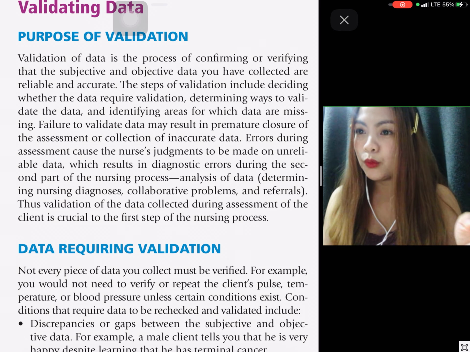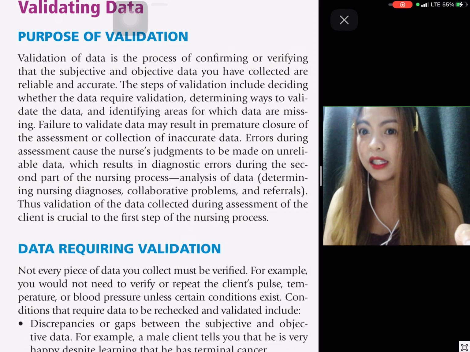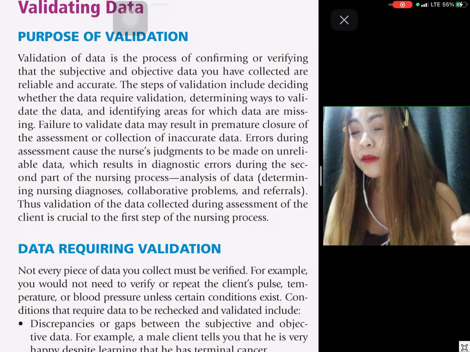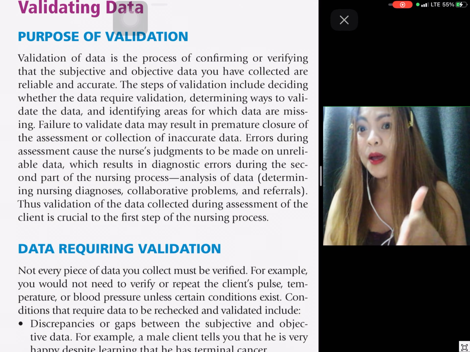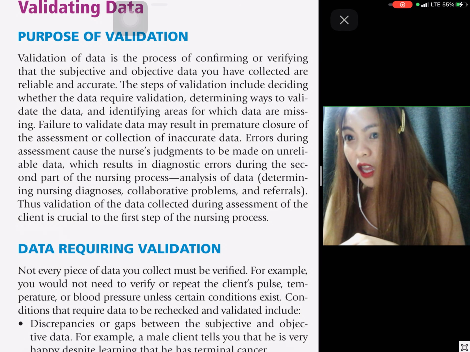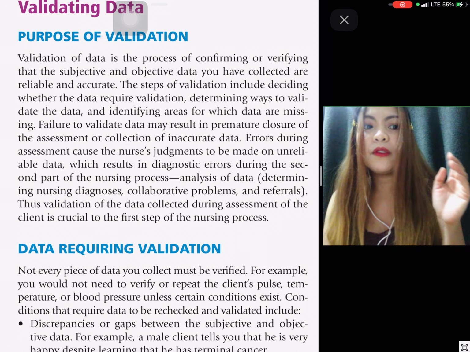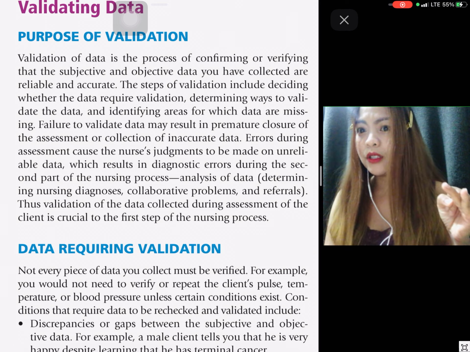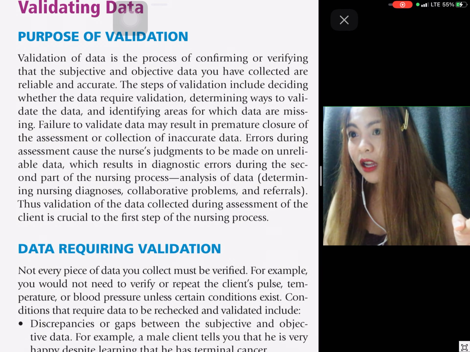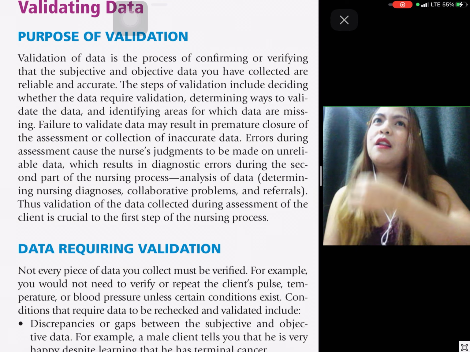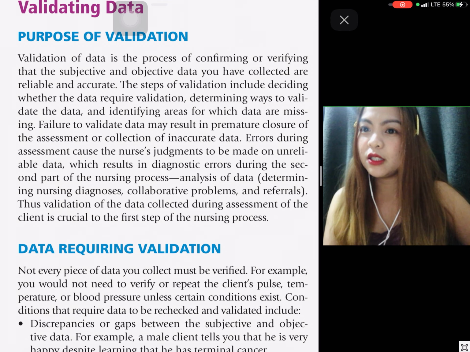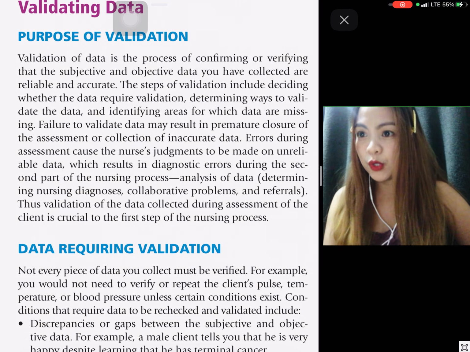Errors during assessment cause the nurse's judgment to be made on unreliable data. Pag mali yung data na nakuha mo in assessment, pwede itong mag-result ng diagnostic error. During the second part of the nursing process, sa analysis ng data, mali yung magiging nursing diagnosis natin, collaborative problems, pati yung referral, kasi mali yung data natin, doon na mag-uumpisa lahat. Konektado kasi yan lahat. Thus, validation of data collected during assessment of the client is crucial to the first step of the nursing process. This is a very crucial part of the nursing process.